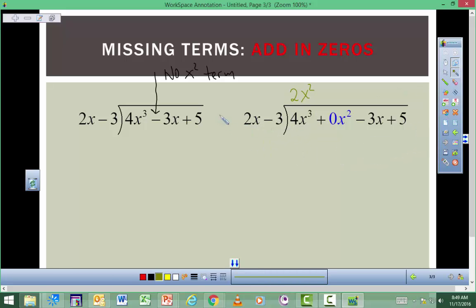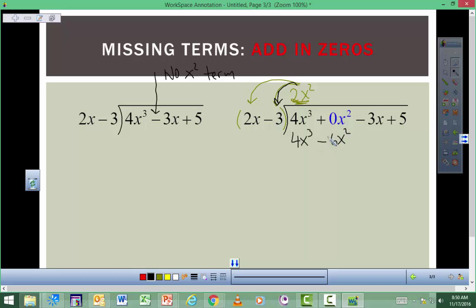What you need to do then is take this 2x squared and multiply it by this binomial out here. And you're going to place them underneath, and line them up with the like terms. Any of the like terms up here, that corresponding like terms. So let's see what that would look like. So 2x squared times 2x gives me 4x cubed. So I put that one underneath this one because these are cubes, right? And I multiply this one times this one, right there, and I get negative 6x squared.